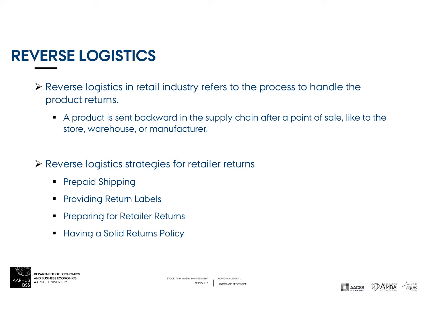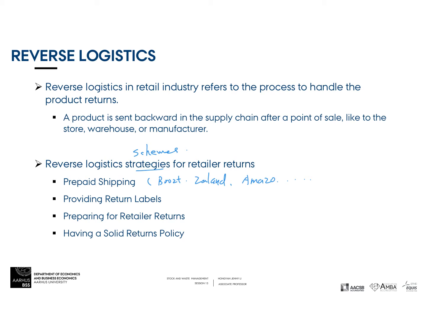So a product is sent backward in the supply chain after the point of sale, to the store, warehouse, or manufacturer. Reverse logistics strategies for retailer returns are also called schemes offered to the customers. So for example, prepaid shipping, for example, Boots, Zalando, or many more, Amazon. I also buy from Tennis Point and many shops.